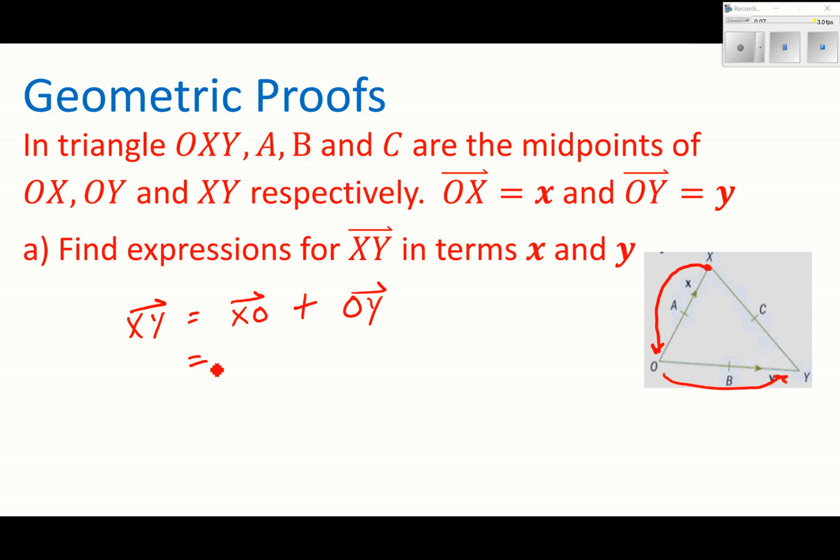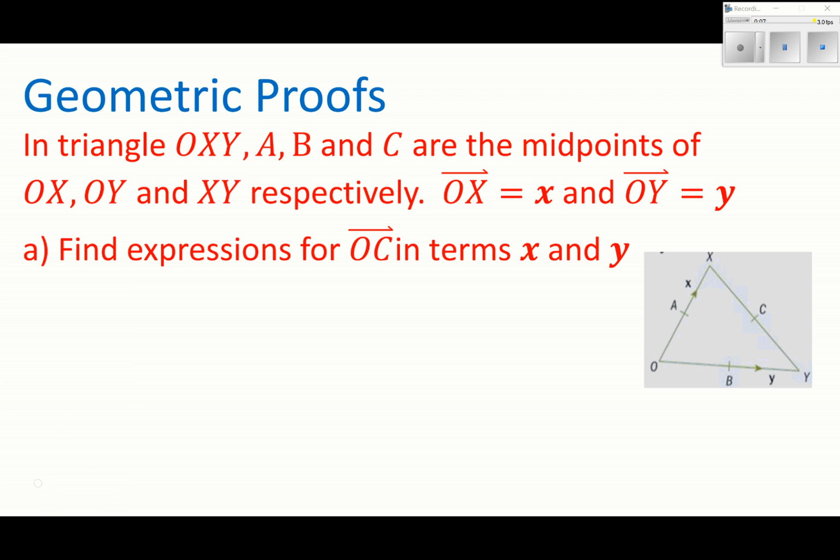But I know XO is actually the opposite of my OX, so I can write this as a negative X. OY is just Y. So this would be negative X plus Y, or I could write this as Y minus X. So that would be XY in terms of the boldface X and the boldface Y.